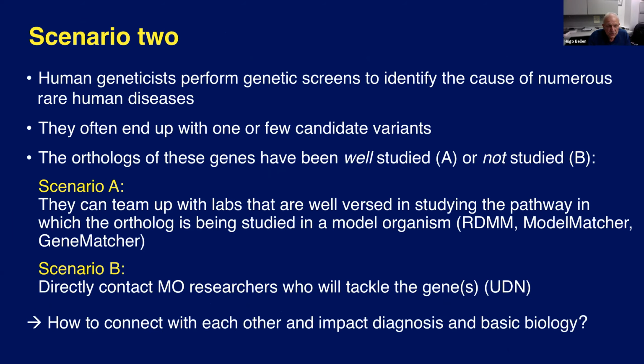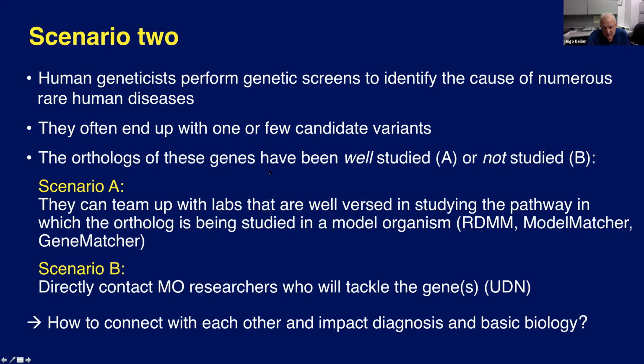And I want to switch to a second scenario that is pretty common now. Rather than being driven by the model organism researcher who is interested in identifying human disease, human geneticists perform genetic screens to identify the cause of numerous rare human diseases. There are huge databases of potential variants that may cause human disease. And if they can sequence the parents or other members of the family, they typically end up with one or a few candidates that they think might be the cause of the disease.